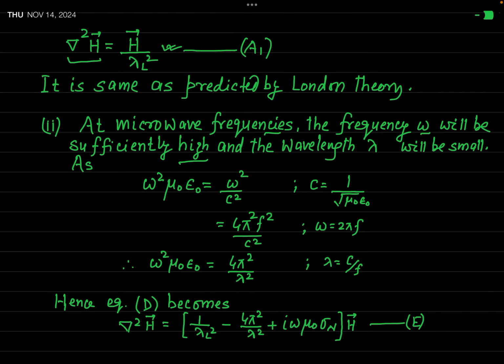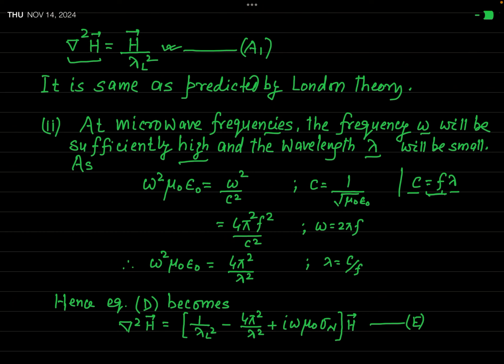Okay. Now, if you are talking about the microwave frequencies, then the frequency omega will be sufficiently high and the corresponding wavelength lambda will be small, because the speed of the microwave will be c, and c is equal to f times lambda. So if f is large, lambda will be small, only then c will remain constant. So if we consider the microwave frequencies, it means we are considering the case of a high frequency and a smaller wavelength.